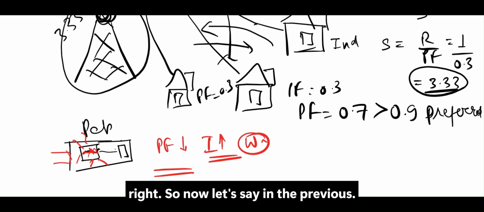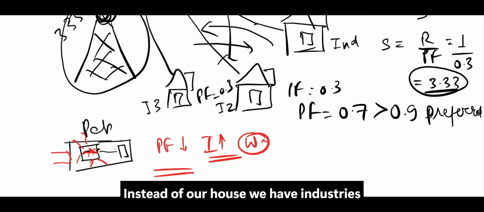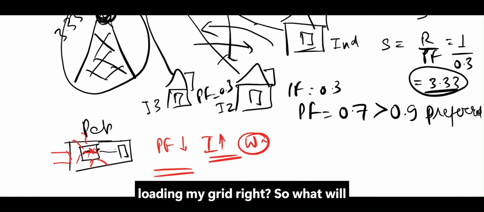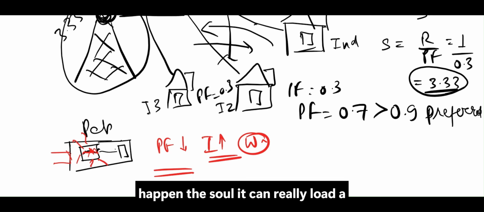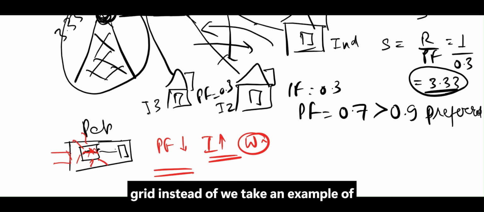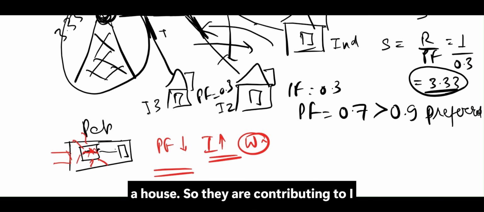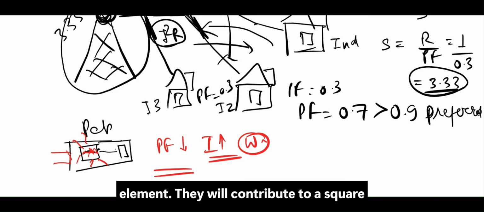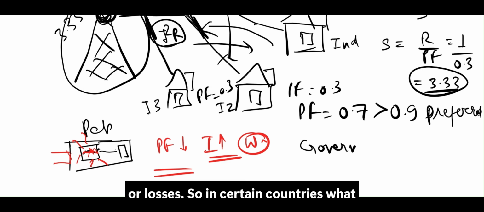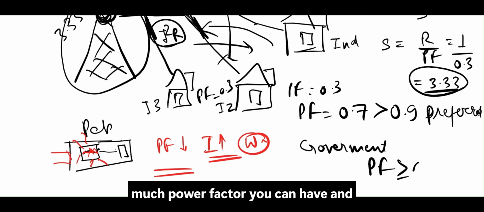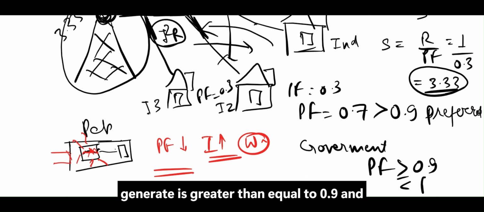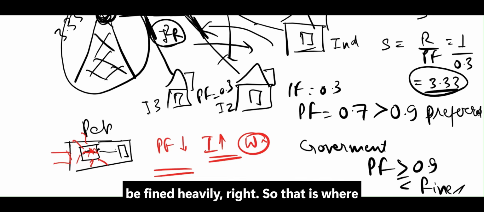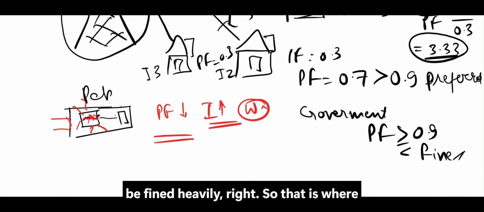Now let's say that in the previous example, instead of our house we have industries, and all the industries are loading my grid. What will happen? They can really load a grid. As with the house example, they contribute to I square R losses because of the highly reactive elements. So in certain countries, the government regulates the power factor you can have, and generally it must be greater than or equal to 0.9, and if it is less than 0.9 you will be fined heavily. So that is where the government comes in.